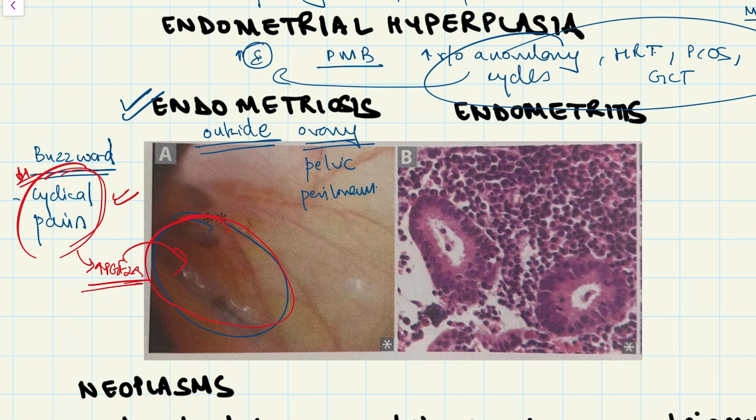So what you do is you perform an ultrasound on the patient, and when you look at the ovaries, you can clearly see the endometrioma as cystic spaces with fine echogenic dots inside it, right? So this is nothing but a blood-filled cystic ovary, or what is better known as the chocolate cyst, right?